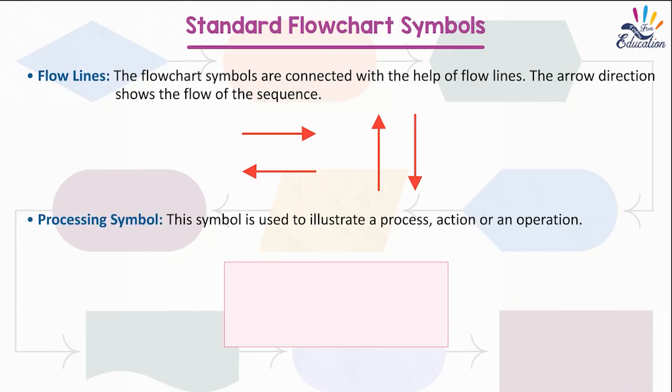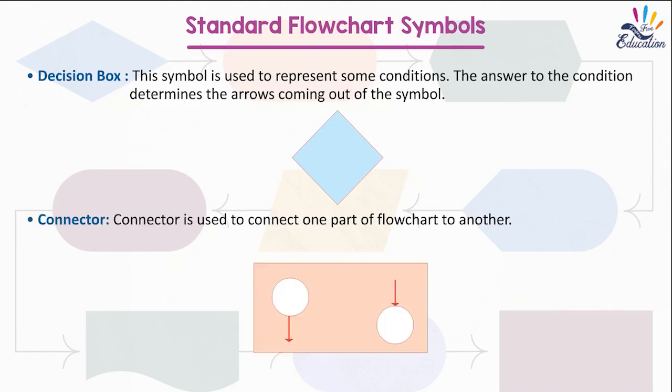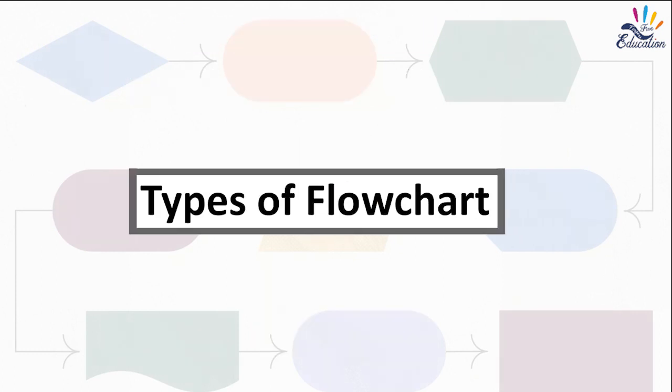Processing symbol. This symbol is used to illustrate a process, action, or an operation. Decision box. This symbol is used to represent some conditions. The answer to the condition determines the arrows coming out of the symbol. Connector. Connector is used to connect one part of a flowchart to another.